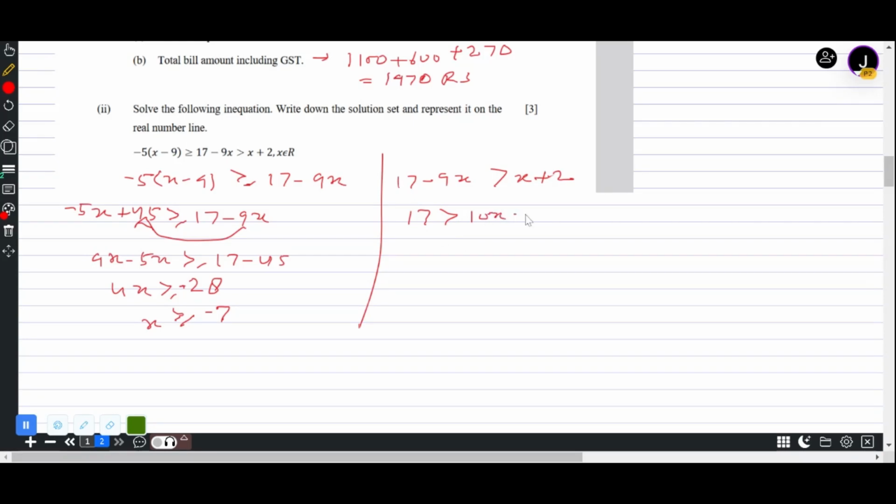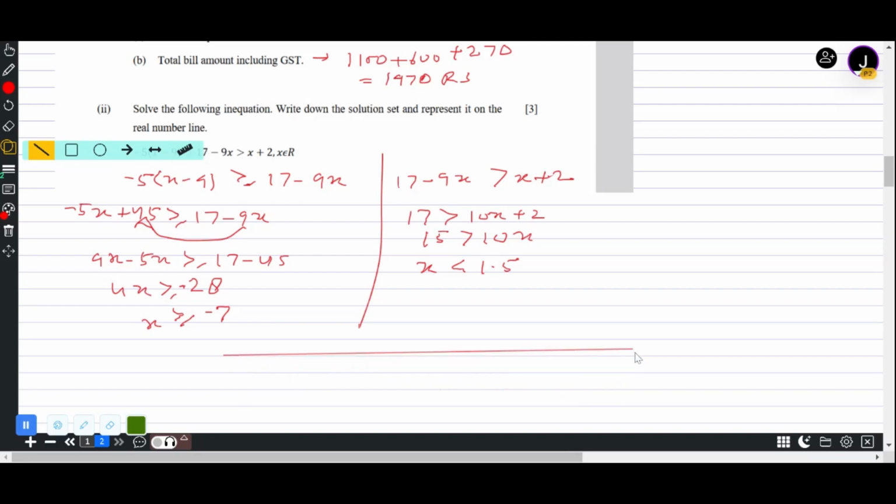Now we will solve the RHS, the right hand side. 17 minus 9x, we took 9x on the other side, it became positive. 17 is greater than 10x plus 2. 15 is greater than 10x. X is less than 1.5. What does that mean? That means x lies between 1.5 and minus 7. Okay, and it may also be equal to minus 7.